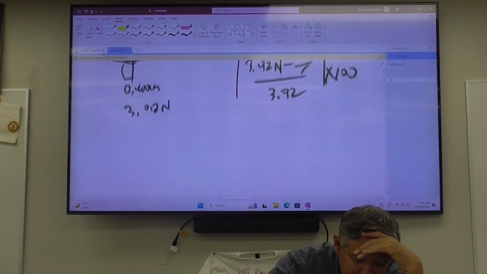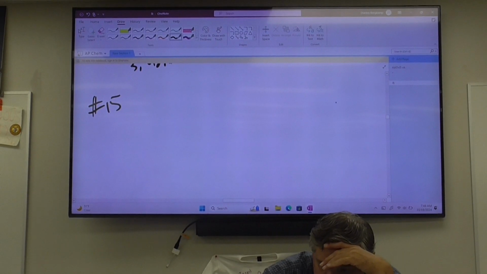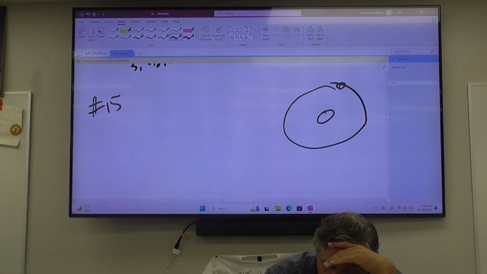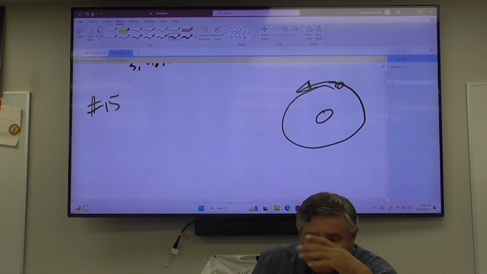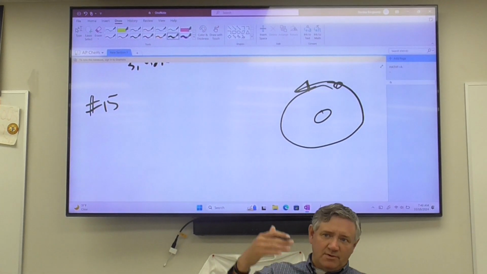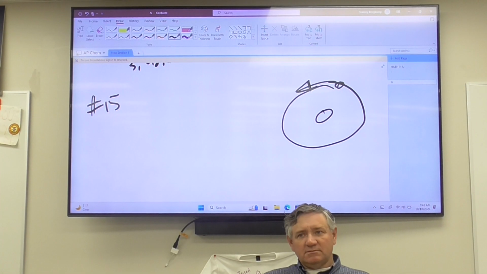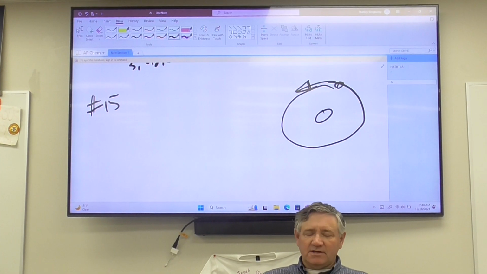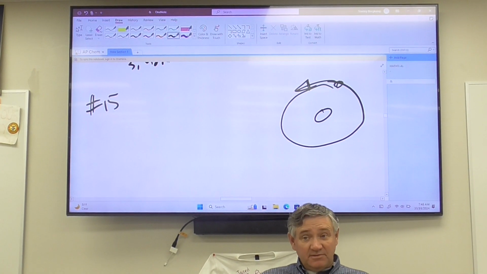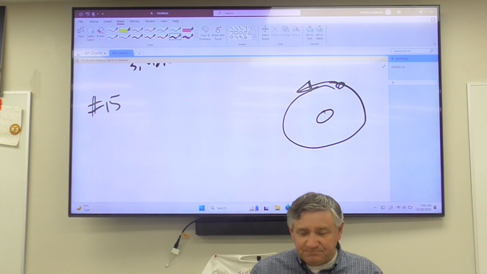When you get to question number 15, and you're going to talk about the Earth moving around our star, obviously there has to be some amount of centripetal force between the Earth and the Sun. If there wasn't, we wouldn't orbit the Sun. Conveniently, we live in a universe where there's gravity. Because if we didn't live in a universe with gravity, we wouldn't be here having this discussion.